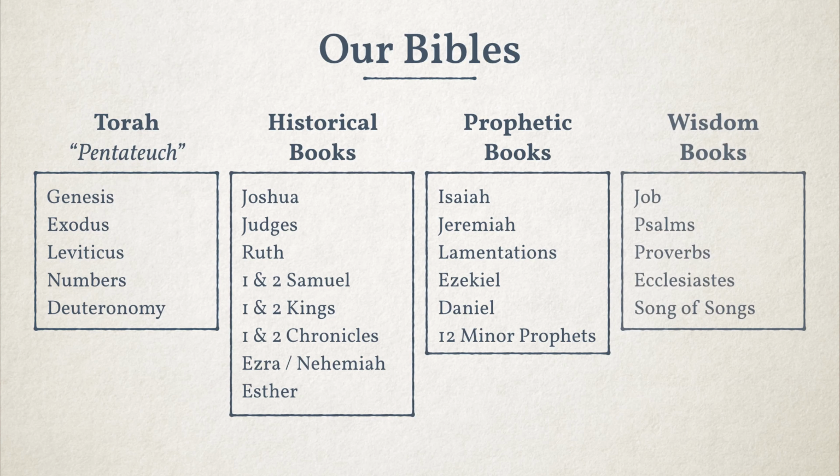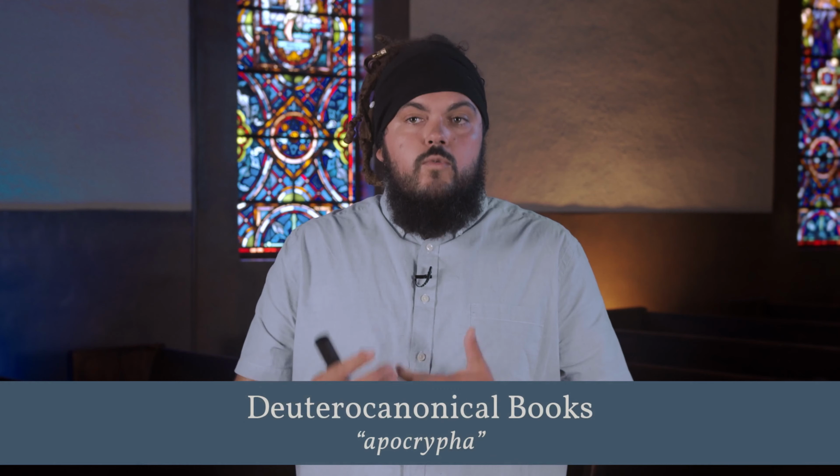Now, the next big section is called the wisdom books. And here we've got Job, Proverbs, Psalms, Ecclesiastes, Song of Songs. And again, you don't have to worry too much about these because we're not going to get to them until Old Testament Survey 2.